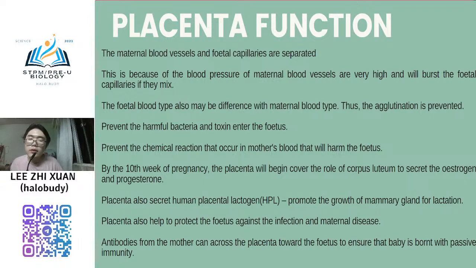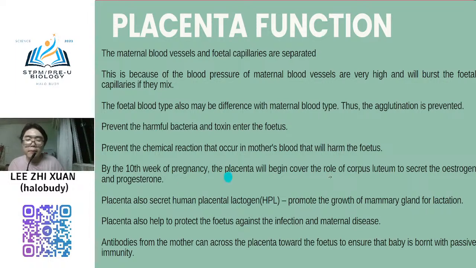You need to know that the fetal immune response is not like that of the adult human. The immune response is not yet well developed like the human one. So the fetus requires protection from the mother. So the placenta can provide a barrier against bacteria and toxins, and also prevent chemical reactions that occur in the mother's blood that would harm the fetus. And normally at 10 weeks of pregnancy, the placenta will take over the role of the corpus luteum to secrete estrogen and progesterone. So this is new, something you need to know.